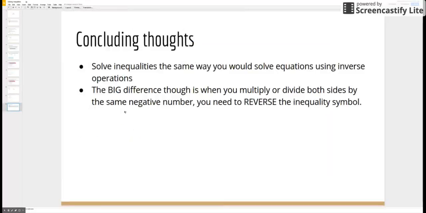So just your concluding thoughts. Solve inequalities the same way you would solve equations using inverse operations. And the big difference is when you multiply or divide both sides by a negative number, you need to reverse the inequality symbol.